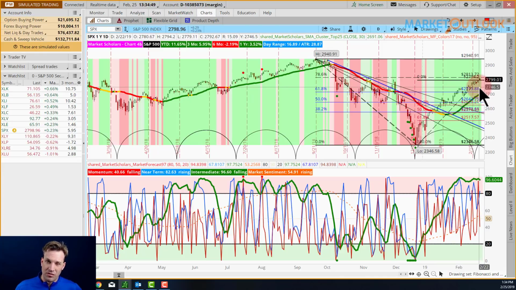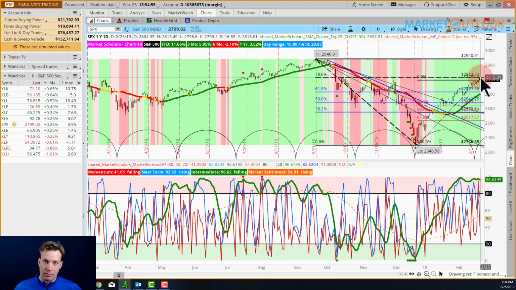So not as much fake out potential now at the end of the day as we had right at the very beginning, especially overnight, but right at the very beginning of the market open this morning.